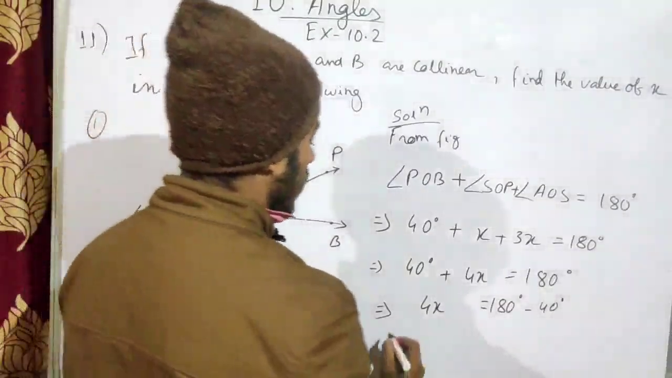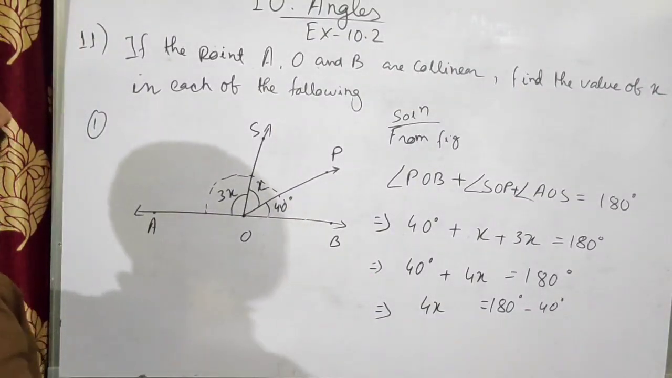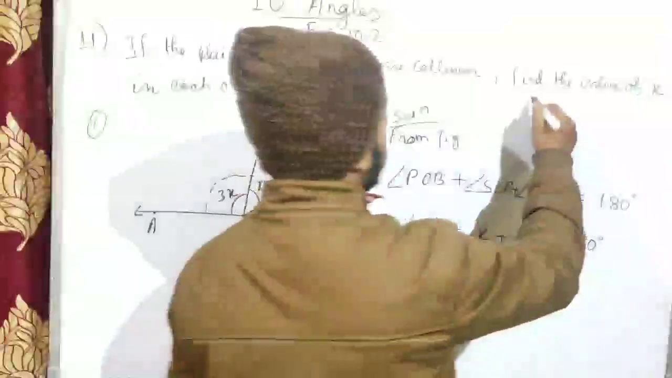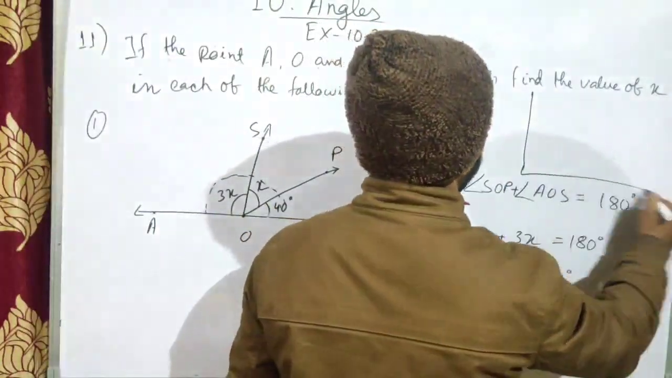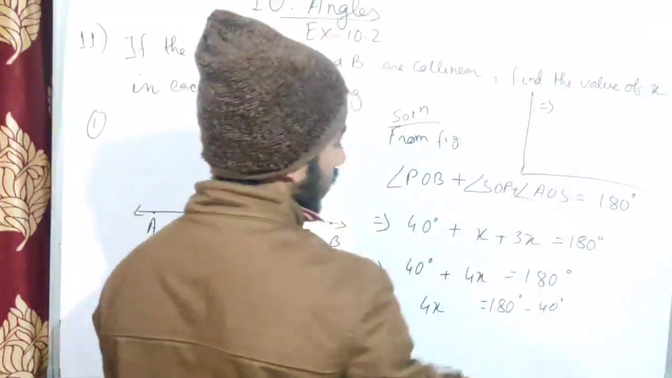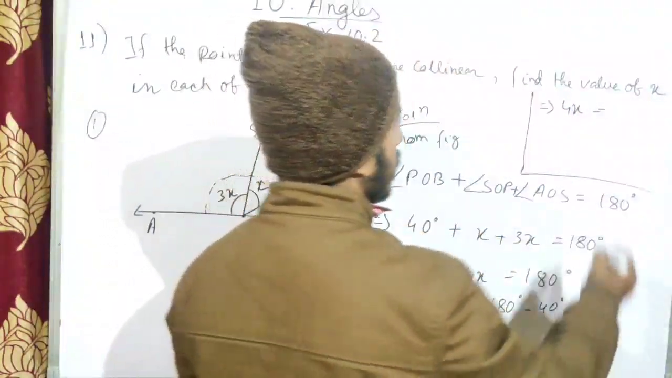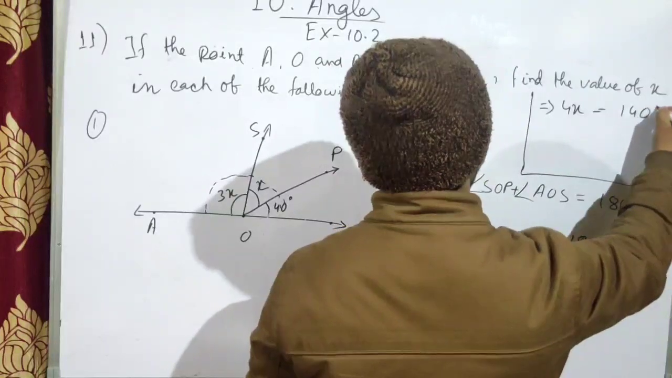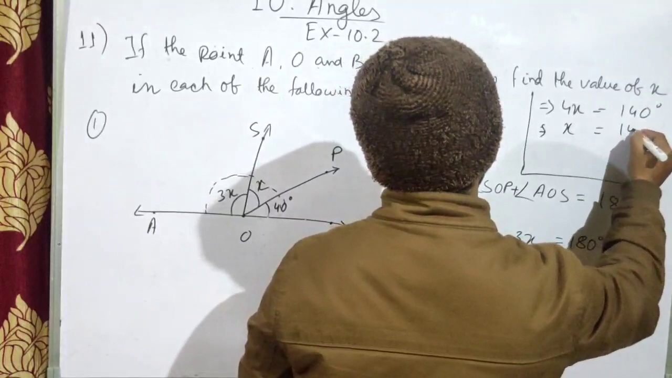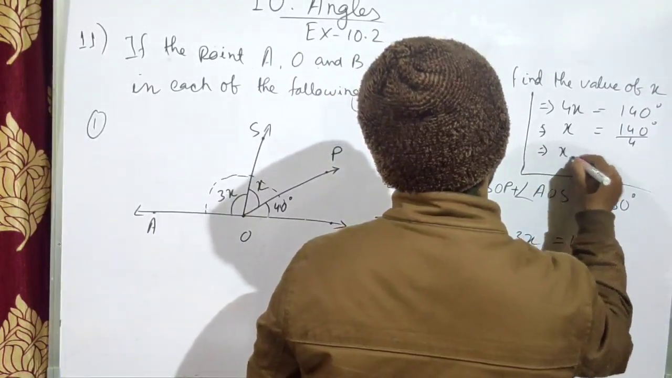So the next is what? Let us write here. After this we are moving to that point. Next is what? 4x equals 180 minus 40 degree, which is 140 degree. Then next we have to remove this 4, isn't it? Now 4 is multiplied, isn't it? So when we are changing the side, it will be divided. So we can find out the value of x.